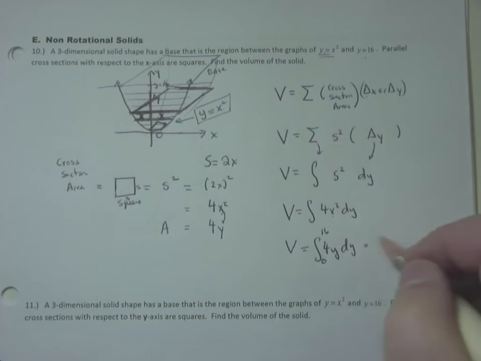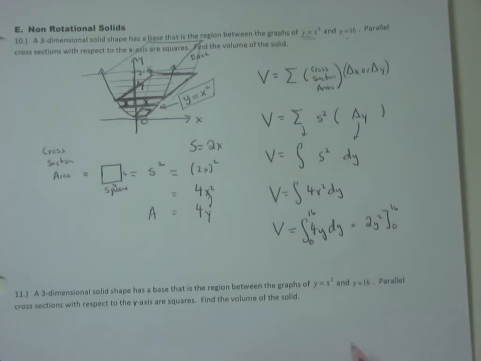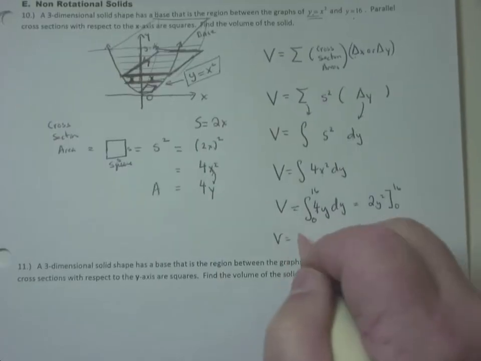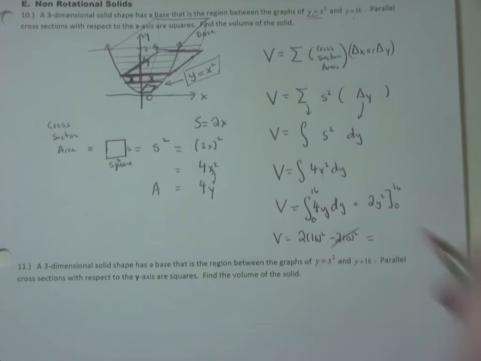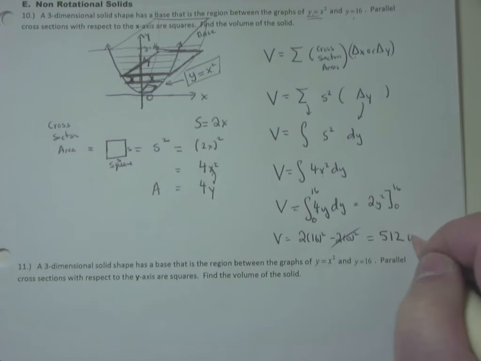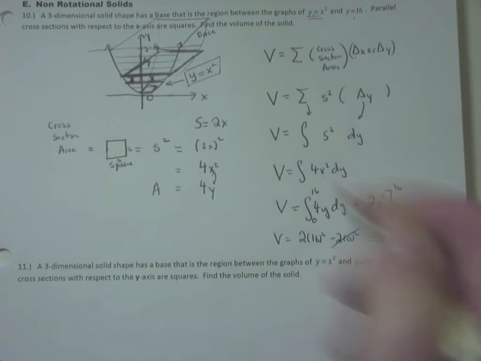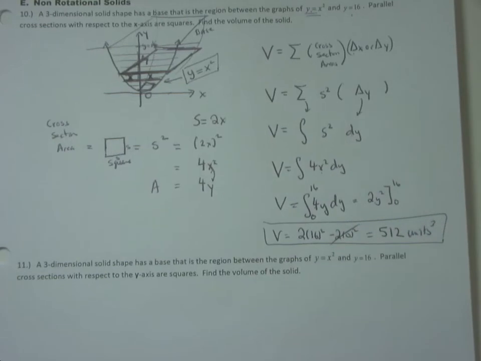Integral of 4y would be 2y squared, evaluated from 0 to 16. Fundamental theorem of calculus, plug in top minus plug in bottom. That'll be 2 times 16 squared minus 2 times 0 squared. And 16 squared is 256, times 2 is 512. 512 what? Units, what now? Cubed. You found volume. Now, I'm going to do my best to try to draw three-dimensionally what this thing looks like. Question.